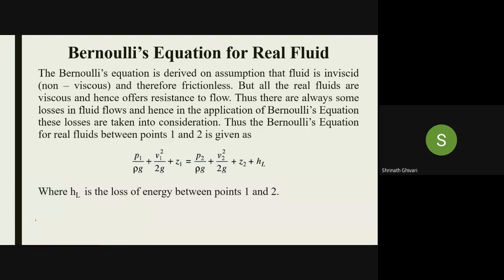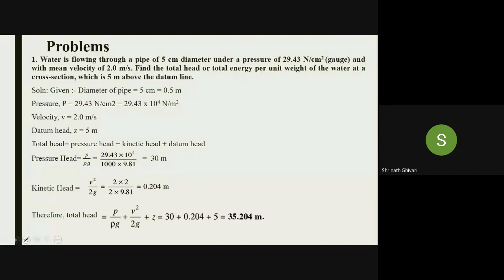Now, shall we go for the problems? The first problem is: water is flowing through a pipe of 5 centimeter diameter, under a pressure of 29.43 Newton per centimeter square, that is the gauge pressure, and with a mean velocity of 2 meter per second. Find the total head or total energy per unit weight of the water at a cross section which is 5 meter above the datum line.